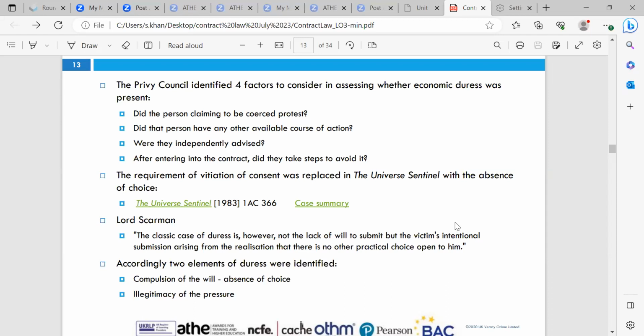Thirdly, were they independently advised? Fourthly, after entering the contract, did they take steps to avoid it?